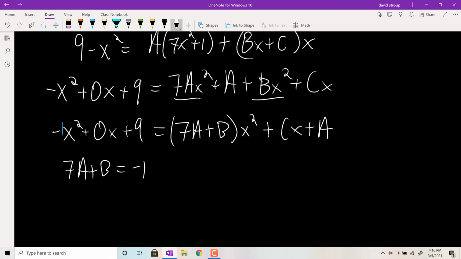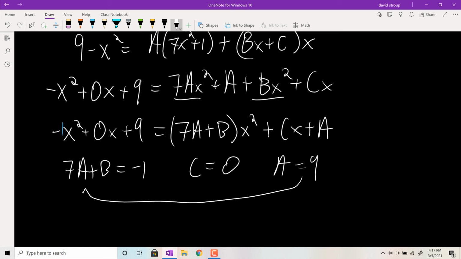On the left, for the x term, I have 0. On the right I have c. So c, yeah, sometimes can be 0. And then a must be 9. Okay, so I just need to find what b is. So I take the a value and plop it in here. 7 times a is 63. So b is negative 1 minus 63, and that'll give me b equaling negative 64. It's a big weird number.